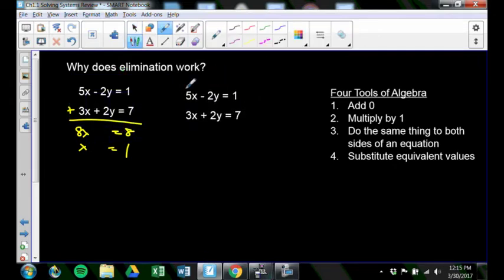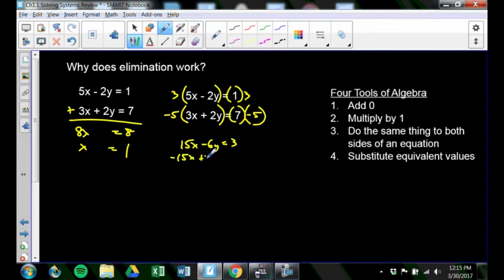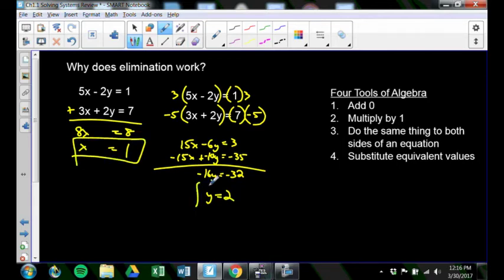instead of canceling the y's out, I'm going to cancel the x's out. Multiply the top equation by 3, and multiply the bottom equation by -5. That gets me 15x minus 6y equals 3, negative 15x minus 10y equals negative 35. I add these up, I'll get negative 16y equals negative 32, excuse me. So y equals 2. I already had x equals 1. Now I found y equals 2.